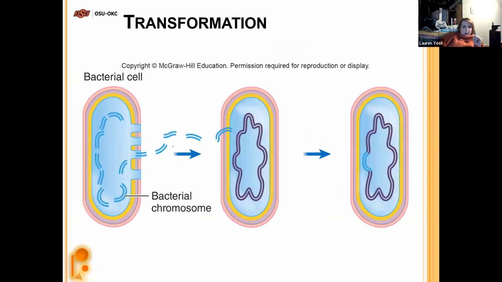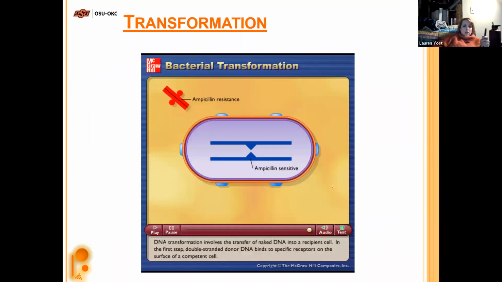So essentially what we'll have is an original cell that's dying, breaking up, and its DNA is just out in the environment. This other cell, the recipient, takes up that foreign DNA and incorporates it into its own genome. That's an example of transformation. We can also do this with whole plasmids. So I'll have you guys watch this video about transformation real quick.